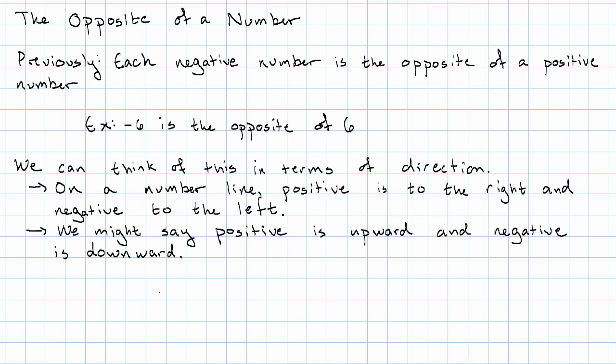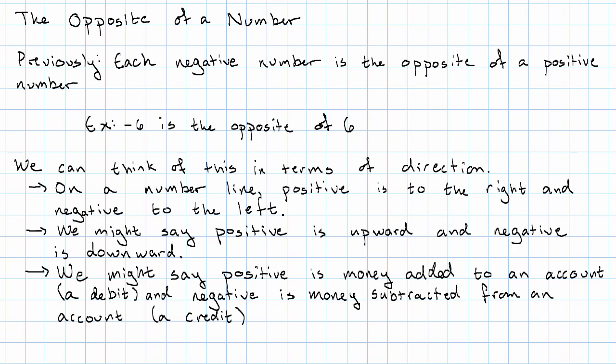Another common place that we meet negative numbers is when we're talking about finance. In a financial context, we might say positive is money that's added to an account, sometimes called a debit, and negative is money that's subtracted from an account, a credit. In all of these senses, we really understand what opposite means in terms of our intuitive notion of an opposite.